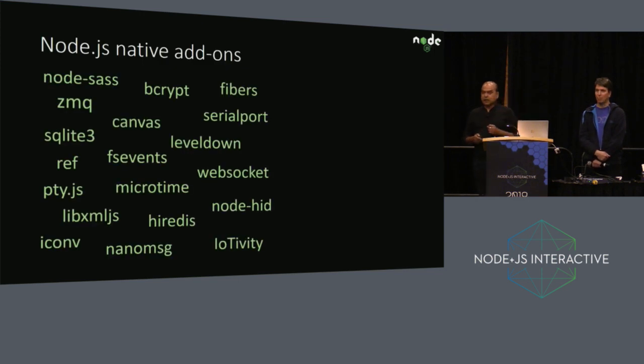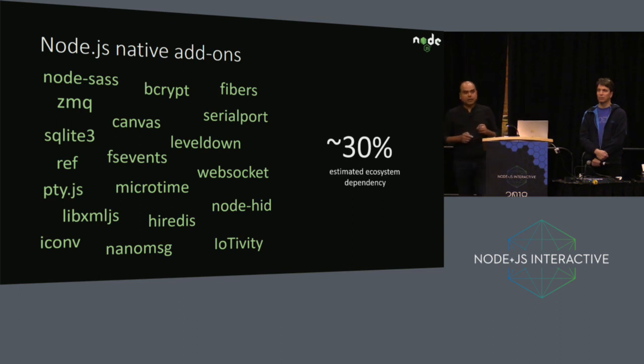And there are a whole bunch of these native add-on modules available today. Here are some of them. But sometimes developers take a direct dependency on these native modules, and sometimes they don't even know, and it comes in as an indirect dependency. But it all impacts your application, whether or not you have taken a direct dependency on it. And by some estimate, 30% of the entire module ecosystem depends on native modules. So native modules have a very important role to play in our ecosystem, and we need to take care of it.